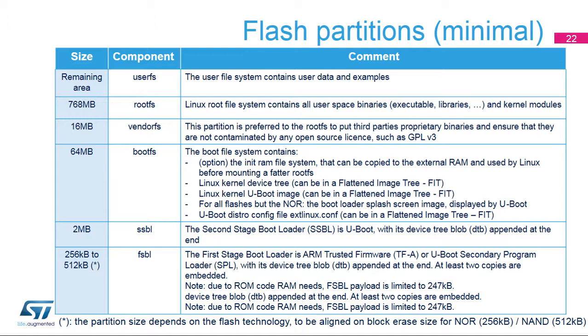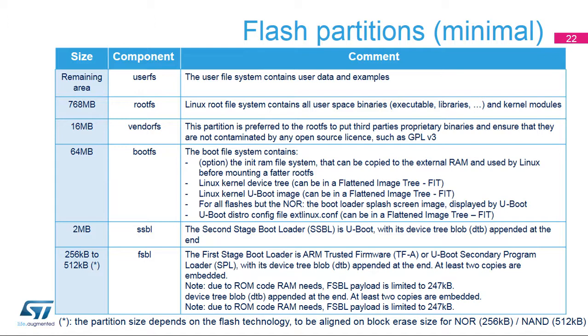to be consistent with the order in which the boot chain is considering them. The FSBL partition contains the FSBL binary, that is TFA or U-Boot SPL, depending on the selected boot chain. As seen earlier, this binary also includes the DTB file used by the bootloader. The SSBL partition contains the SSBL, so U-Boot with its DTB file.